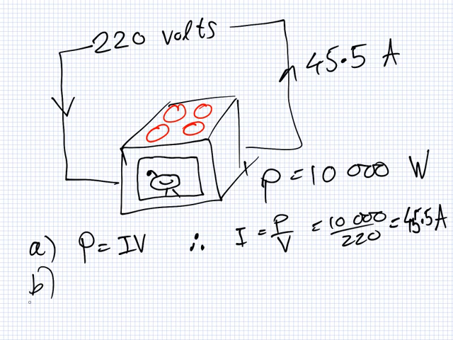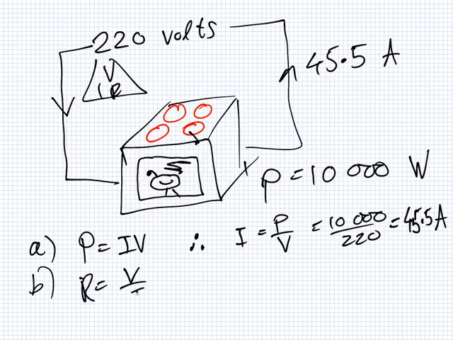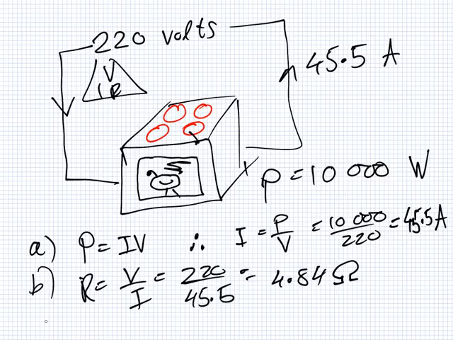B is what is the resistance. So of course this is doing some work. What work is it doing? It's providing heat to kill the chicken. So we can use our triangle, and we can say that R equals V over I, which is 220 over 45.5. So that is 4.84 ohms.